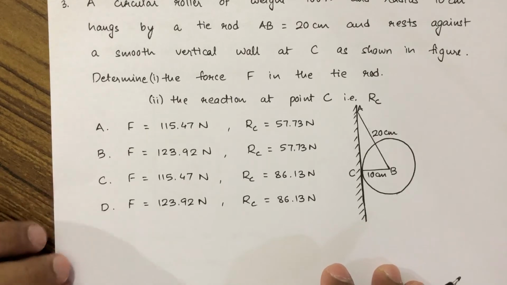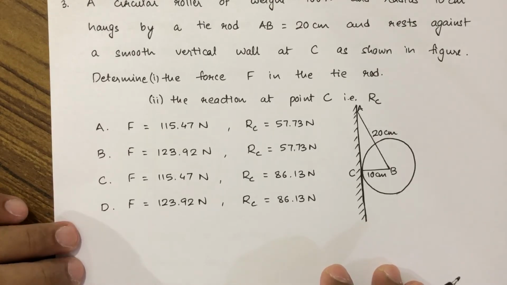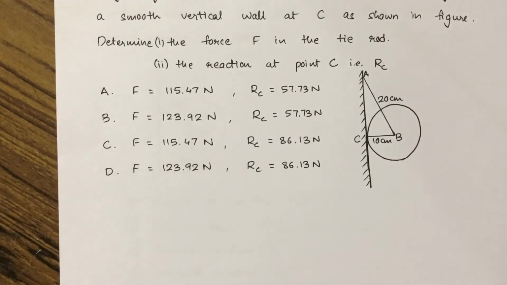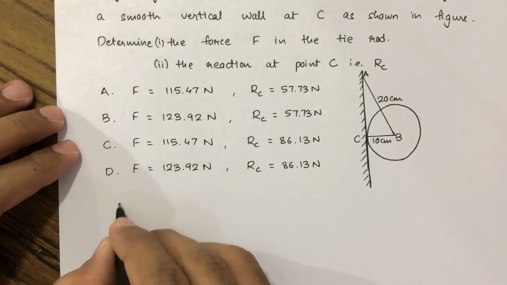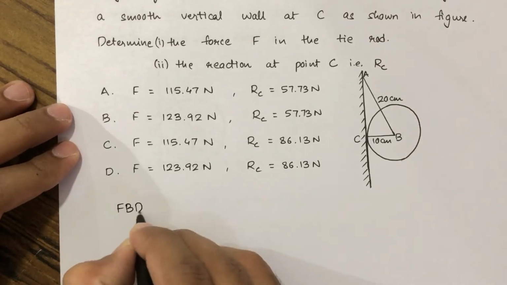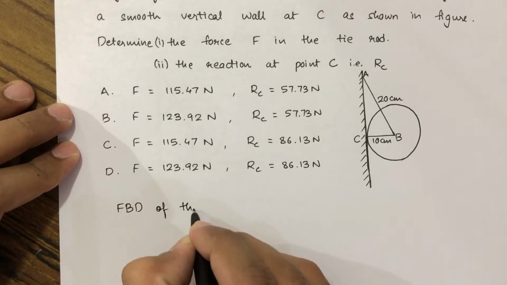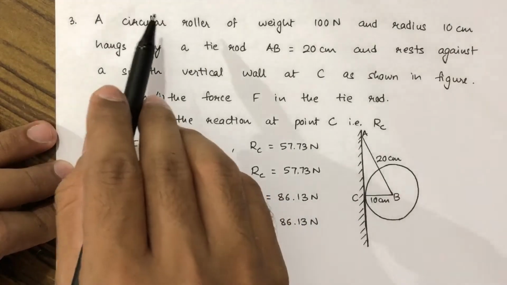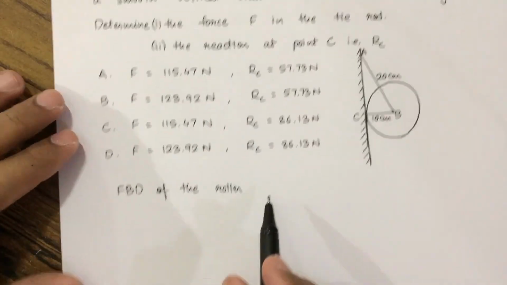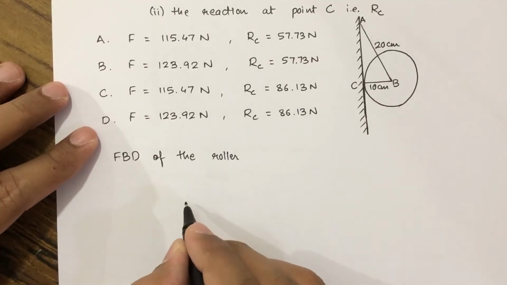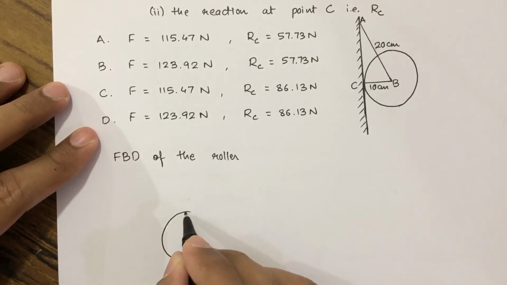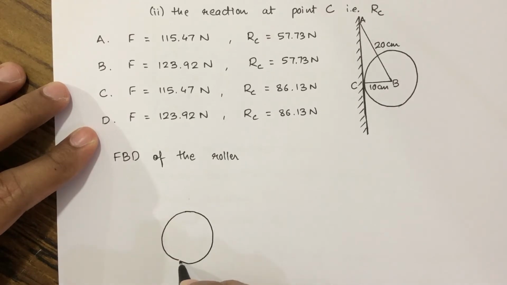So before finding out, we need to create the FBD of this ball. We know that we have to completely isolate the ball in order to draw the FBD. So this is the FBD of the circular roller. We will first isolate the roller.